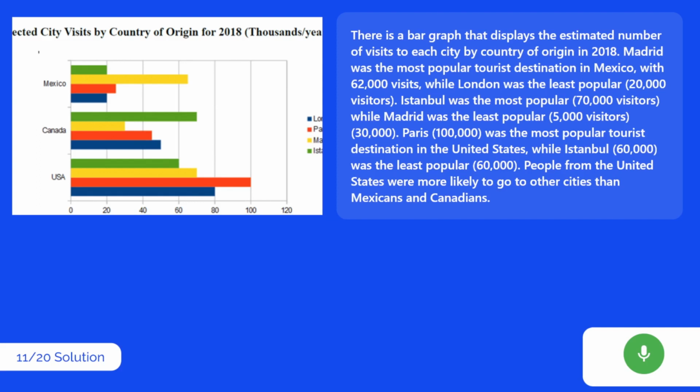Paris, 100,000, was the most popular tourist destination in the United States, while Istanbul, 60,000, was the least popular, 60,000. People from the United States were more likely to go to other cities than Mexicans and Canadians.